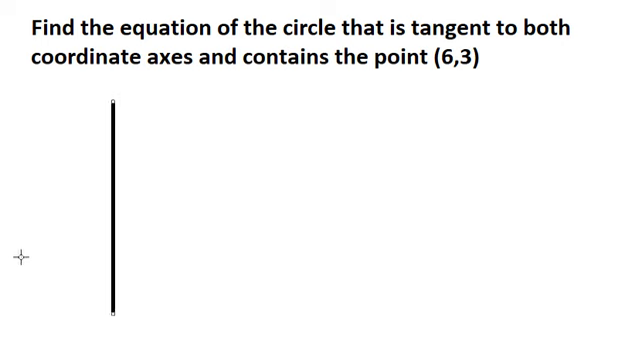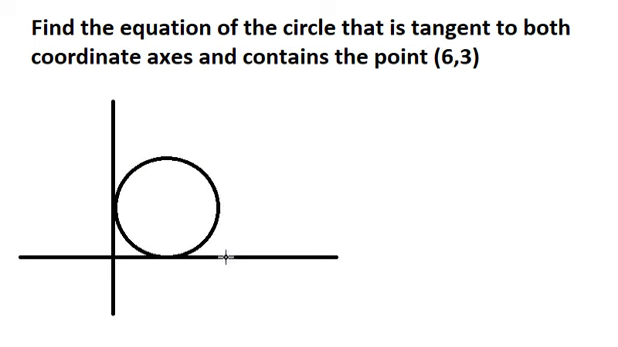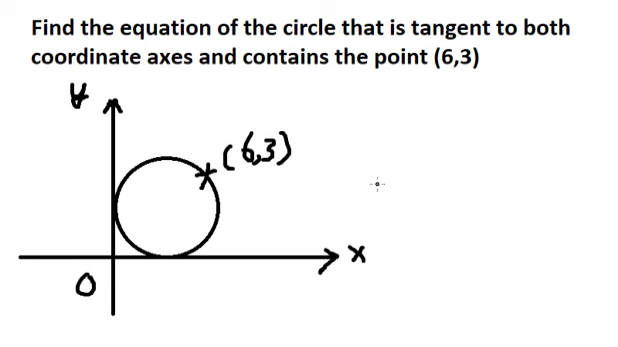The first thing we need to draw is this one. We know that we have the circle, and this circle should be tangent to both coordinate axes, that is the x axis and y axis. And we know that the point (6, 3) is on the circle in here. And now I will show you how to find it.